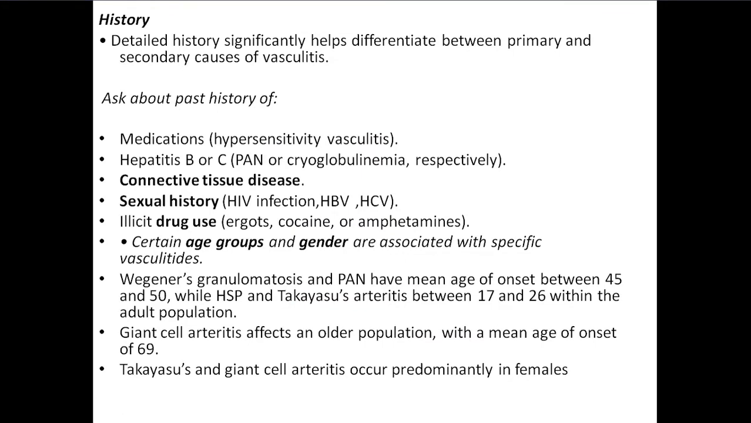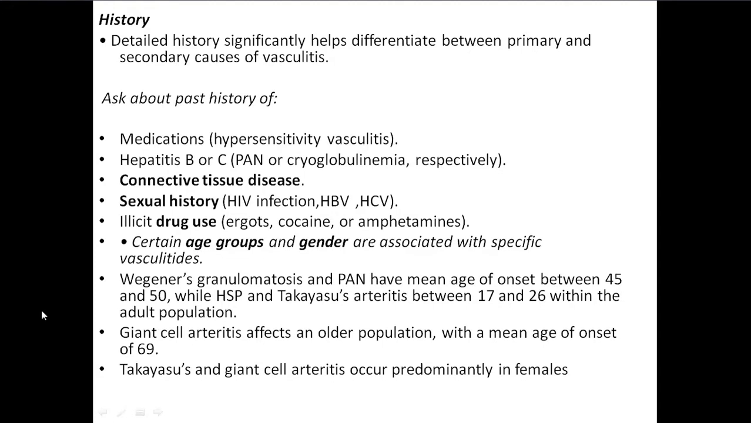So what is the most important thing? The history is the most important. That helps to differentiate between primary and secondary vasculitis. The history should ask about medications, which cause hypersensitivity vasculitis, or hepatitis B or C, which lead to polyarteritis nodosa or cryoglobulinemia, or connective tissue diseases, or any sexual history leading to HIV infection or HPV or HCV, or any illicit drug use such as cocaine or amphetamine.